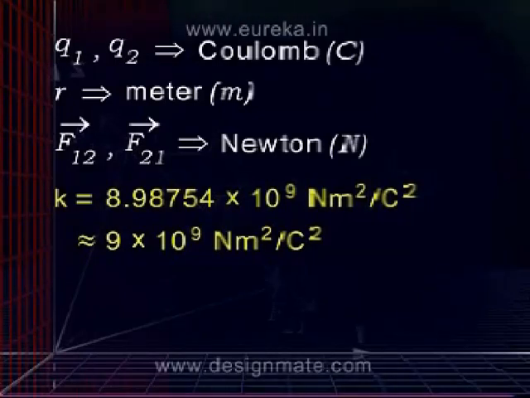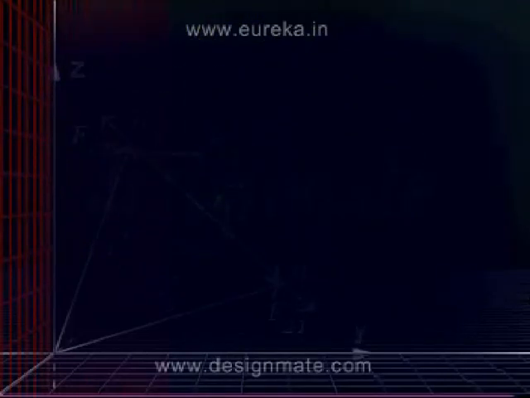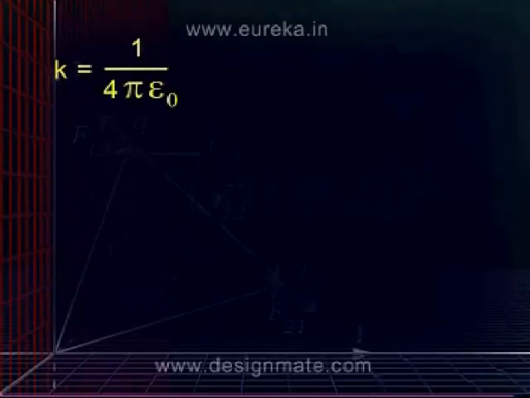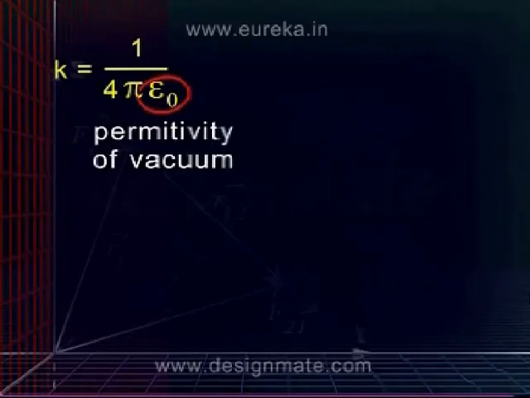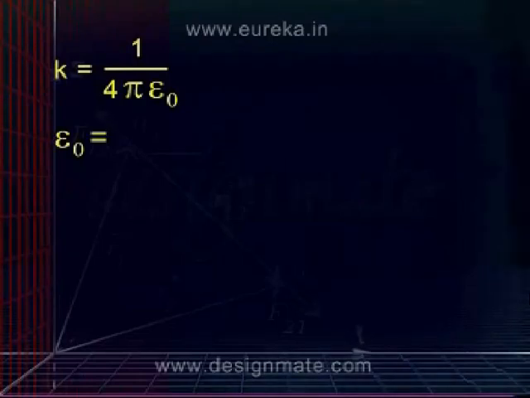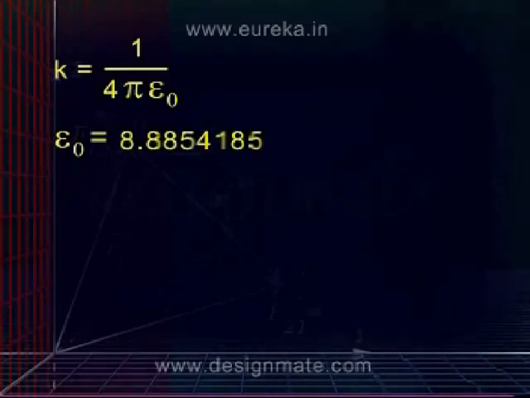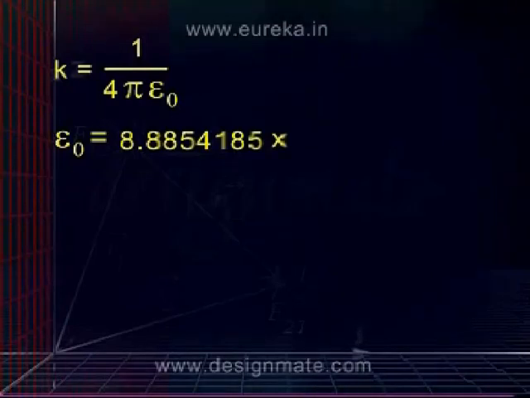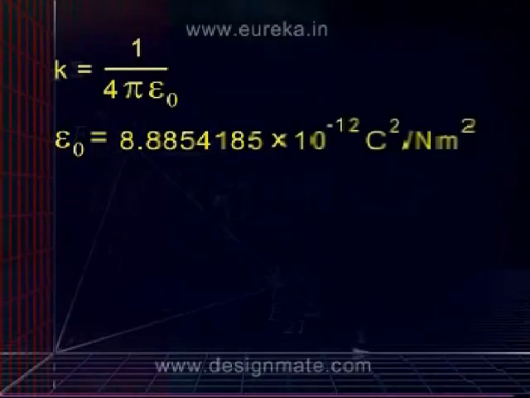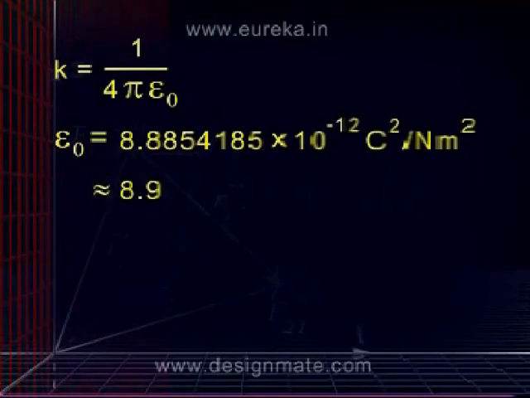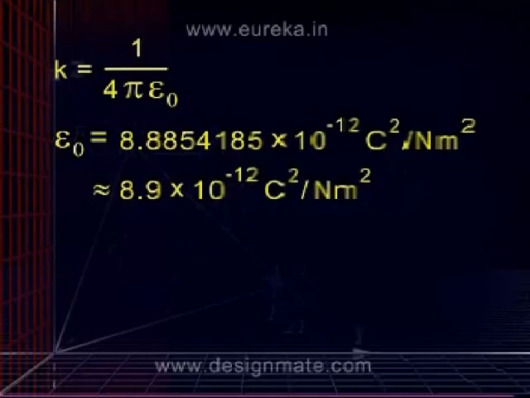To avoid writing 4 pi in several formulae of static electricity, K is expressed as 1 upon 4 pi epsilon 0, where epsilon 0 is the permittivity of vacuum. Epsilon 0 is equal to 8.8854185 into 10 raised to minus 12 C square upon N m square. That is approximately 8.9 into 10 raised to minus 12 C square upon N m square.